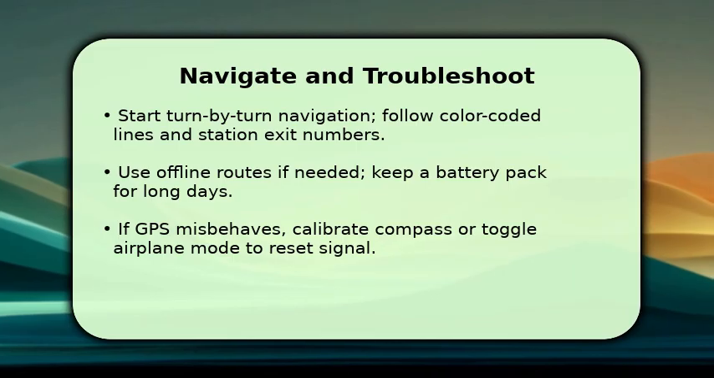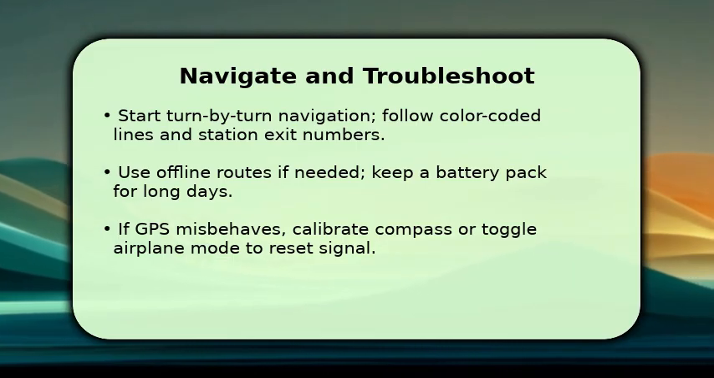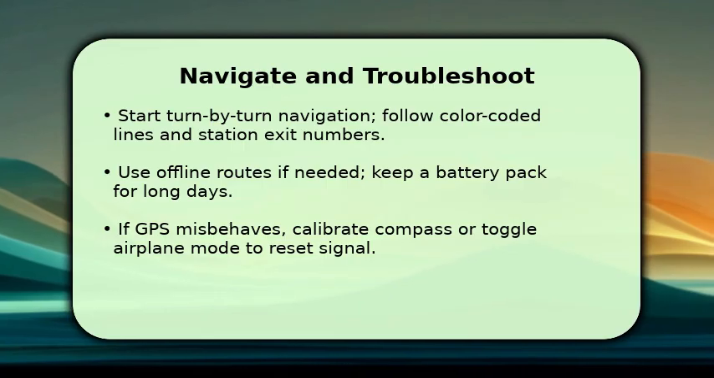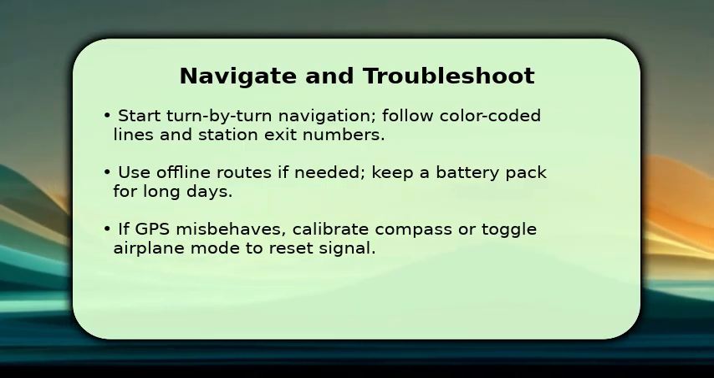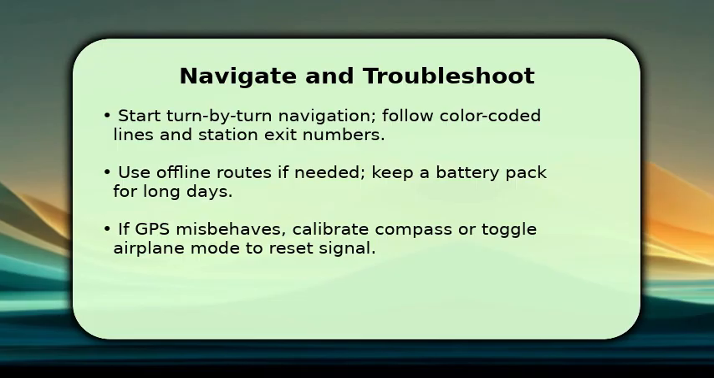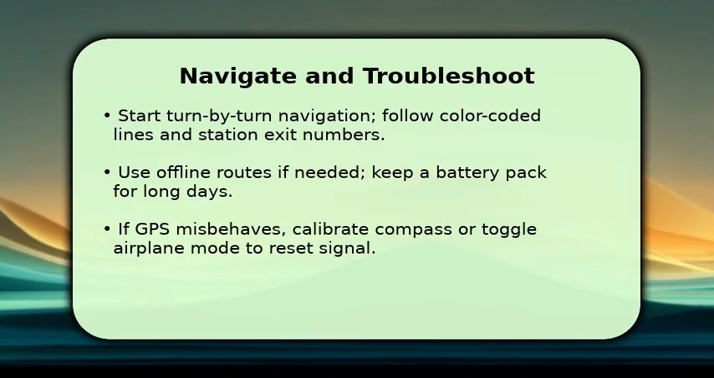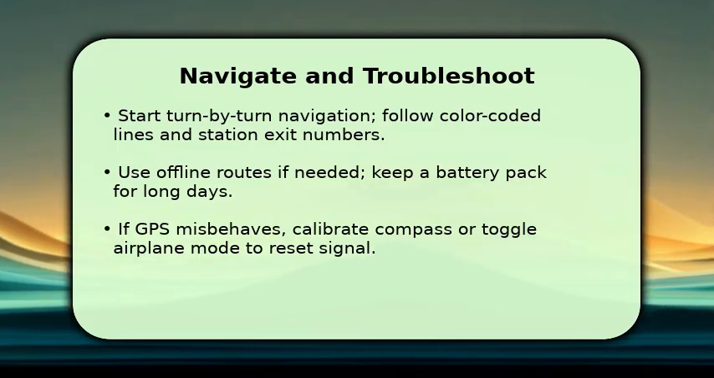If the app shows wrong location or jumps around, calibrate your compass by moving your phone in a figure eight or briefly toggle airplane mode to reset GPS. This typically restores accuracy without disrupting saved maps.